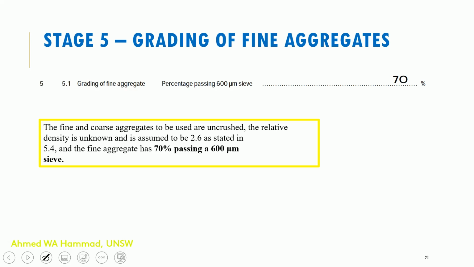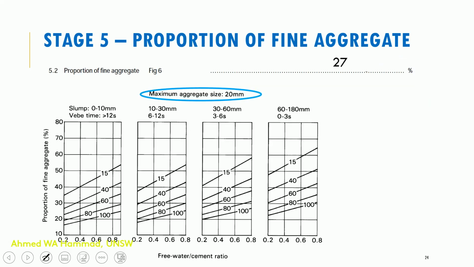Now stage 5, and that's where we look at the grading of the aggregates. So step 5.1 of stage 5, the grading of the fine aggregate. We need to determine the percentage passing the 600 micron sieve, and this was specified by the client to be 70%. That's why I've got the 70% in the space over here. In step 5.2, I look at the proportion of the fine aggregate, and it's telling me to use figure 6. Now figure 6 is what you see over here.